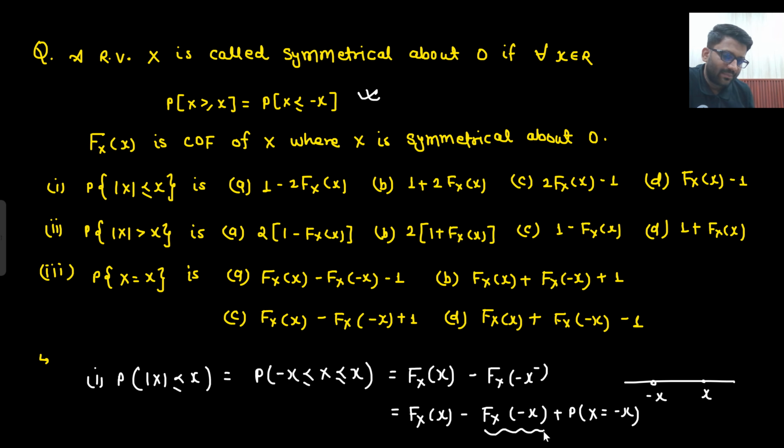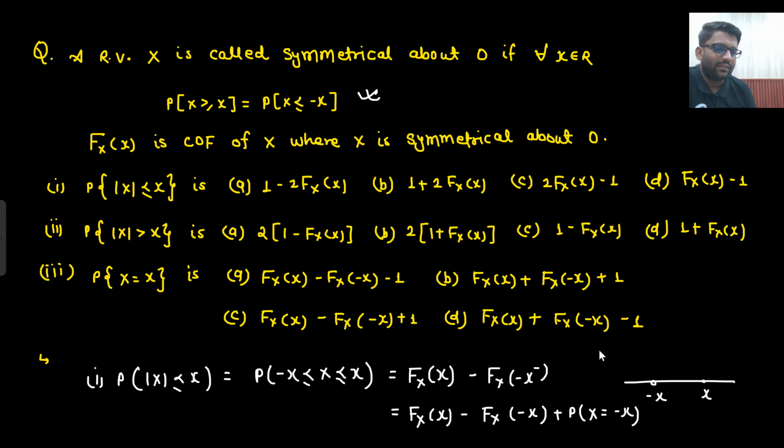You need to find something to kill these two. In the options everywhere, Fx of x is given. So I need to kill Fx of minus x. The probability of x equals minus x, this I need to kill. And how did I write it down? This should be clear to you. Say yes or no. Surely it is clear to you, right?